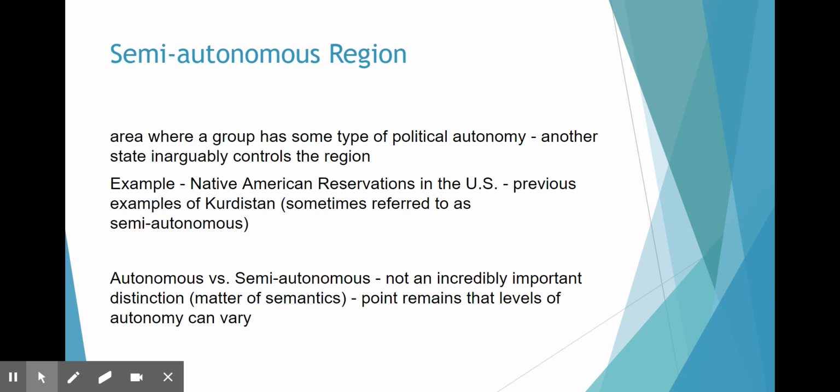Kurdistan, sometimes referred to as autonomous, sometimes semi-autonomous. I think that the distinction is really tricky. There's not really a clear distinction between what makes an autonomous region versus a semi-autonomous region. I think it's more a matter of semantics. And I think the more important point is that levels of autonomy can vary from place to place.